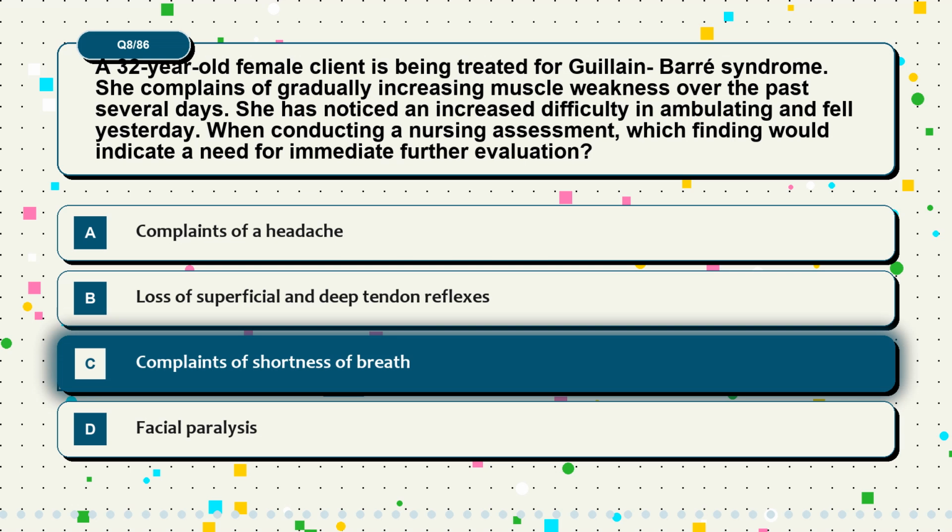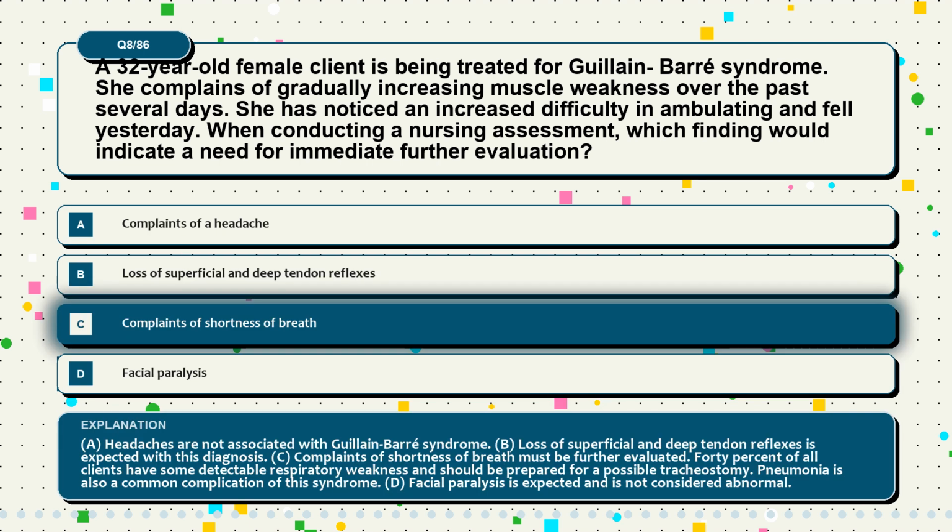The correct answer is option C. Complaints of shortness of breath. Headaches are not associated with Guillain-Barré syndrome. B. Loss of superficial and deep tendon reflexes is expected with this diagnosis. C. Complaints of shortness of breath must be further evaluated.